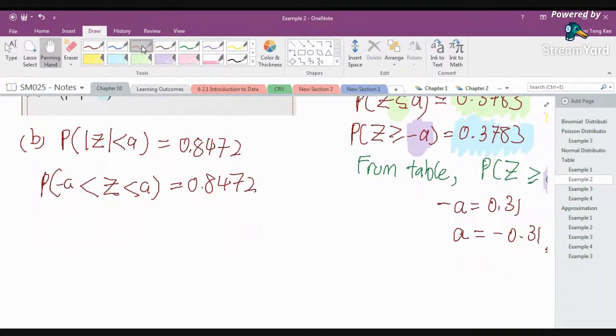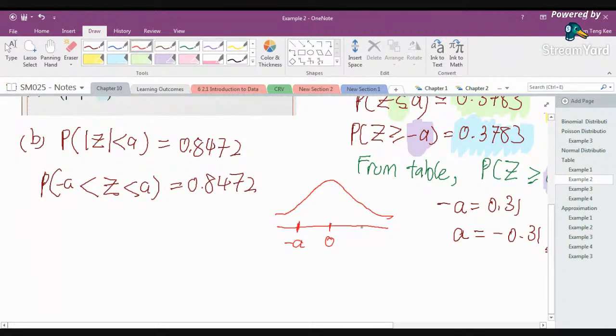Up to this moment, again, we make use of a diagram to investigate how we can calculate for these situations. Based on the drawing, the middle is 0. So between negative A and A, the only possible way I can put is to have such a formation, and this part I shaded in red will be equivalent to the value 0.8472.